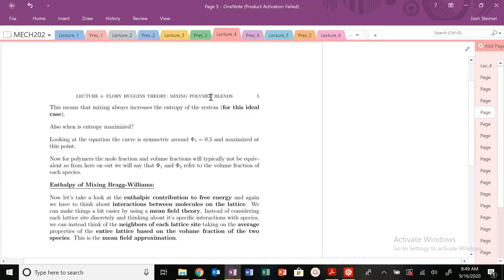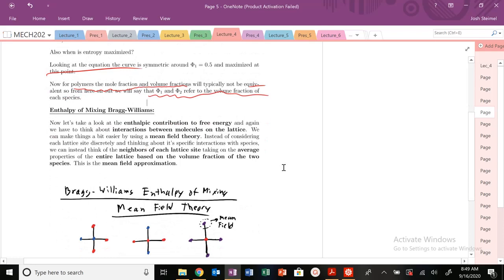So as you can see, that is where entropy is maximized. And again, as I mentioned, for polymers the mole fraction and volume fraction will not be equivalent. So usually we're going to talk about phi1 and phi2 being the volume fraction of each species. So that is it. That's the entropy of mixing for Bragg-Williams.